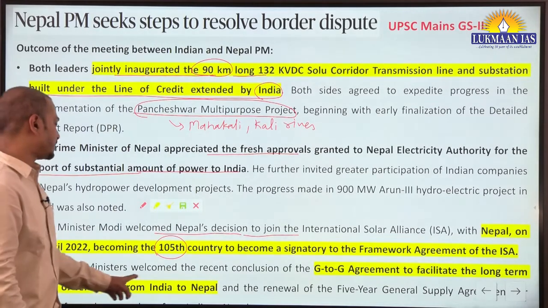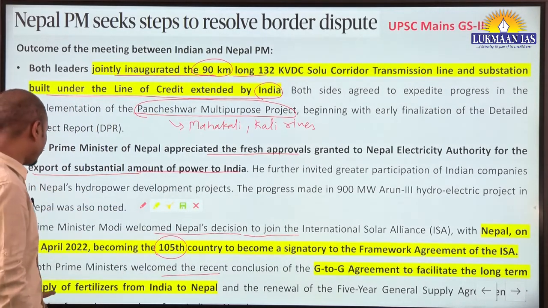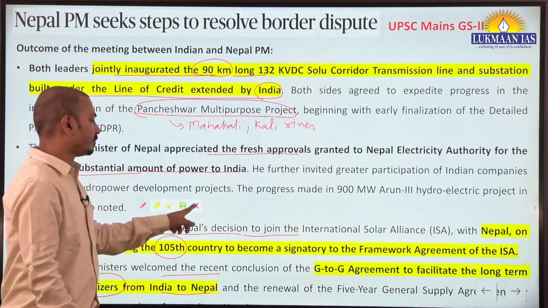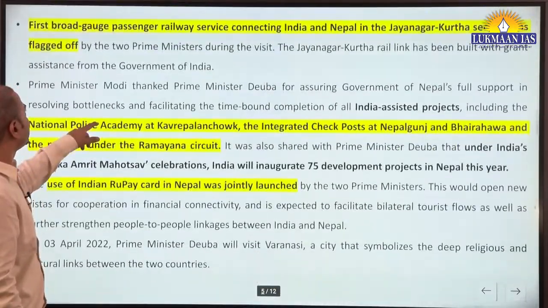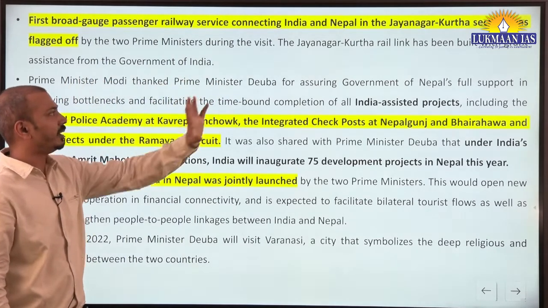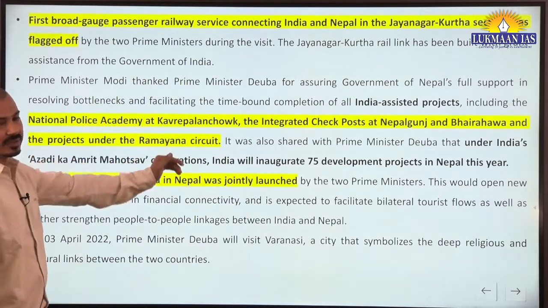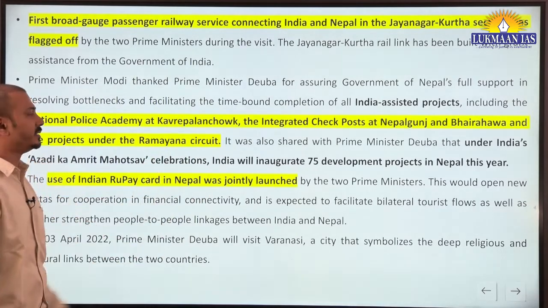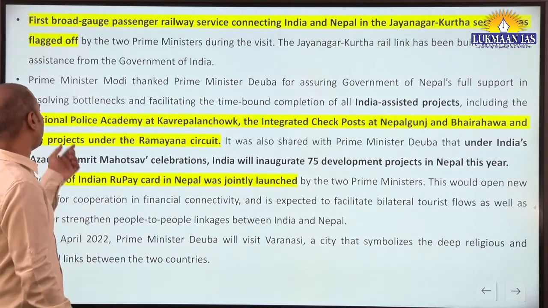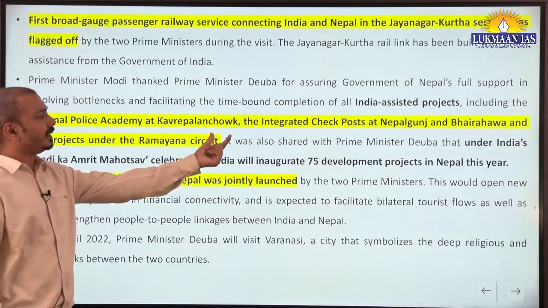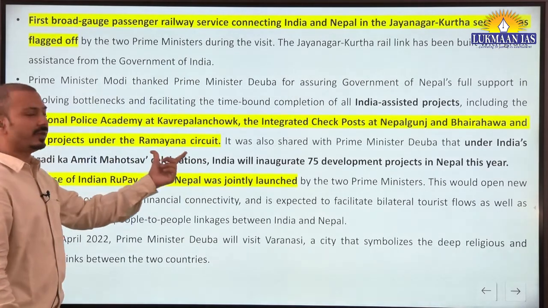Both Prime Ministers welcomed the recent conclusion of a government-to-government (G2G) agreement to facilitate long-term supply of fertilizers from India to Nepal. So this is the agreement: supply of fertilizers from India to Nepal. Then the first broad gauge passenger railway service connecting India and Nepal in the Jayanagar-Kurtha section was also inaugurated. So this is for the first time. This first thing should be remembered and written in the answer. Then there are also other projects funded by India in Nepal: the National Police Academy of Nepal, the integrated check post at Nepalganj, Bhairava, and the projects under the Ramayana circuit.